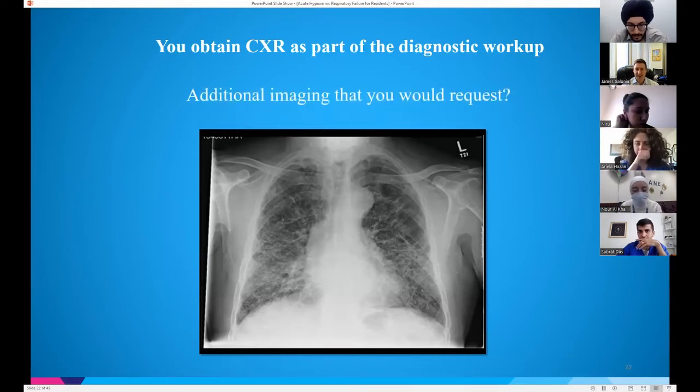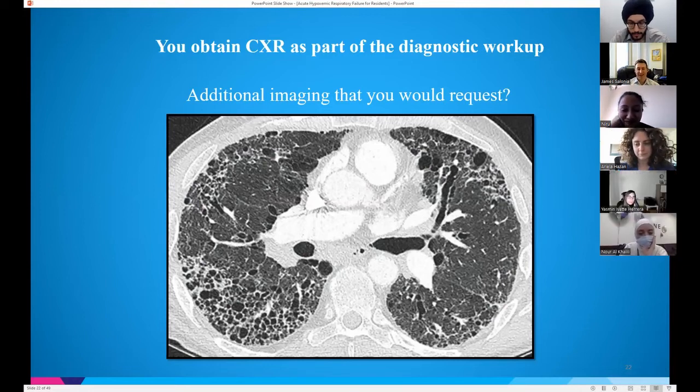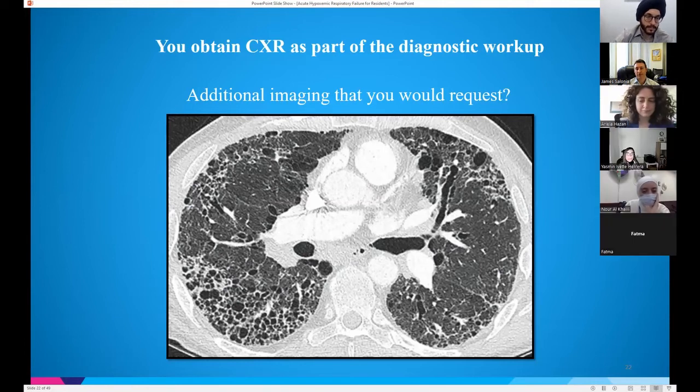So ILD. You get your CT and you see this. So what do we see here? Honeycomb. The honeycomb. I like it. So what do we think when we see this honeycombing? Bronchiectasis. Good. I see bronchiectasis too. That's excellent. ILD. Good. So this would actually be a very characteristic, what we call a UIP pattern, usual interstitial pneumonia.